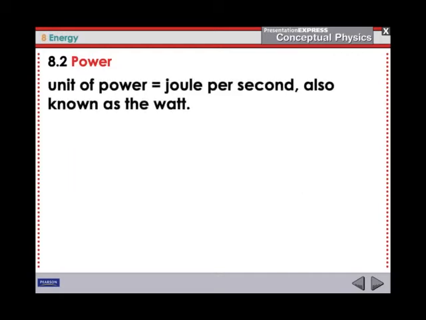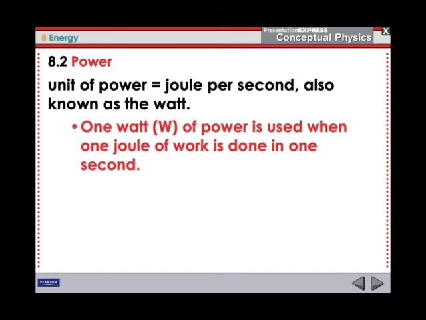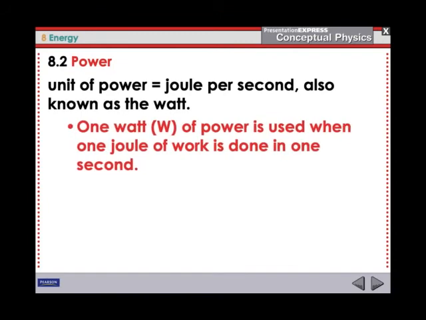So the unit of power is something called a joule per second, because work is measured in joules and time is measured in seconds, so joules per second. Because that's a little bulky, they've actually given it a name. It's called a watt, and you've probably heard about this before, like if you get a 45-watt light bulb for your lamp, that's a unit of power. So 1 watt, and notice it's a capital W, of power is used when 1 joule of work is done in 1 second.